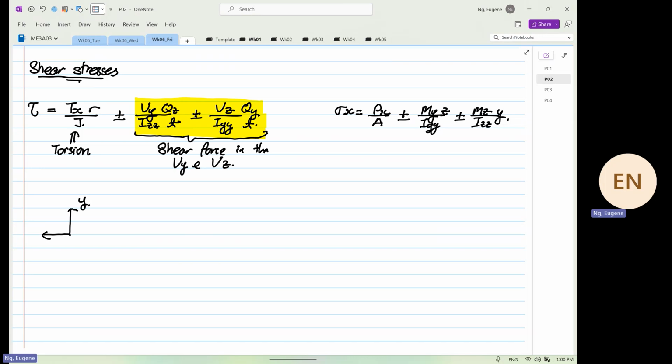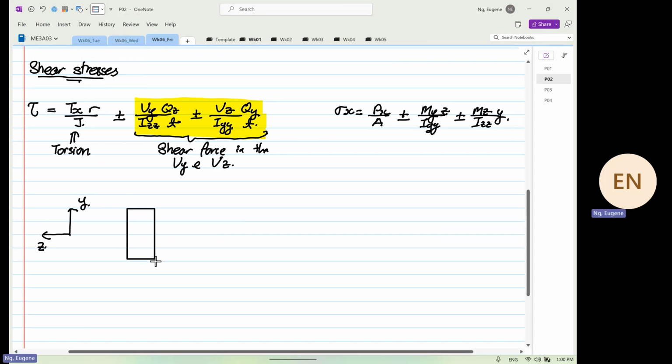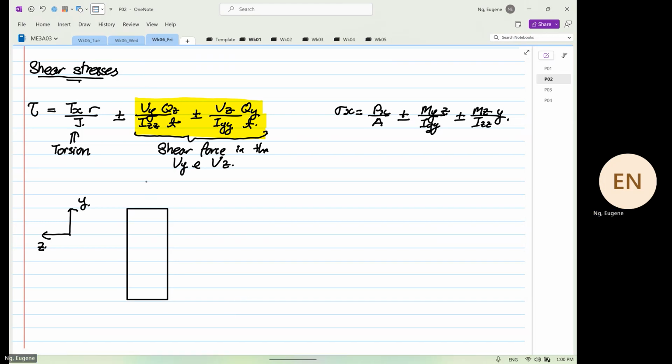So this is the y-axis and this is the z-axis. So if this is our structure and this is our Vy, the axis of interest is about where? Zz. Okay. So for the Vy, the rule is the Vy has to be acting perpendicular to the axis. Okay.